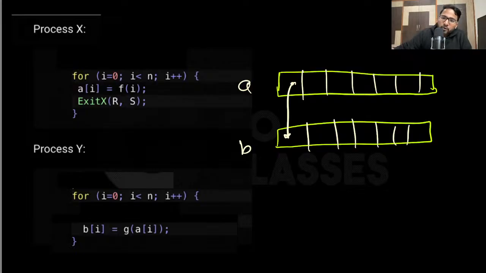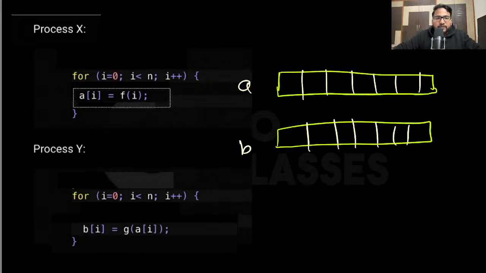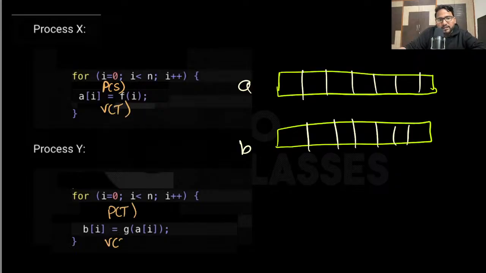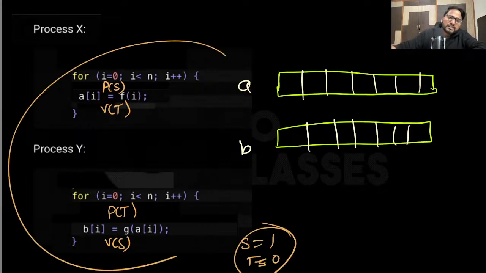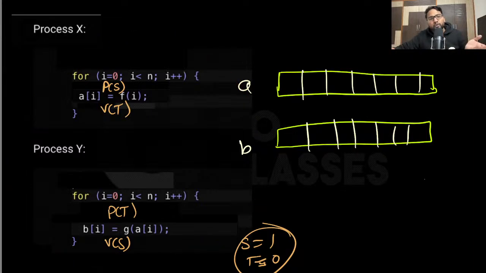So suppose I'm free to execute in whatever way I want, to write the code. If someone gives me the liberty to write the code instead of forcing me to write the entry and exit and these things, then I will write p of s, then v of t, and p of t, then v of s, and probably I can say s is 1 and t is 0, isn't it? I can solve this problem very easily if I have the liberty to write p and v in my own way, the way that I want.